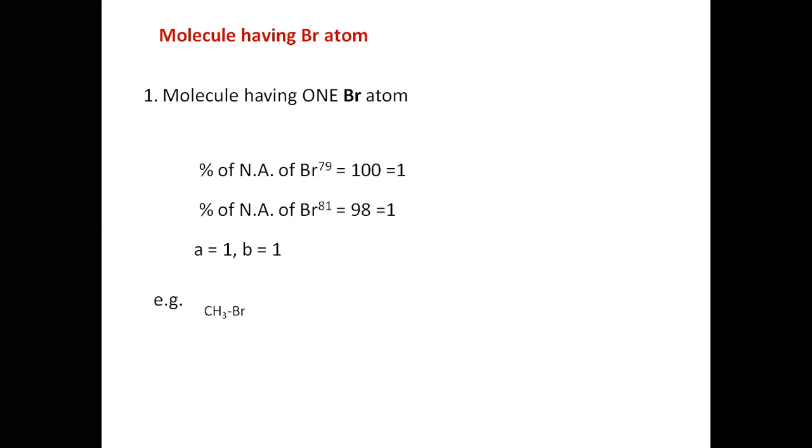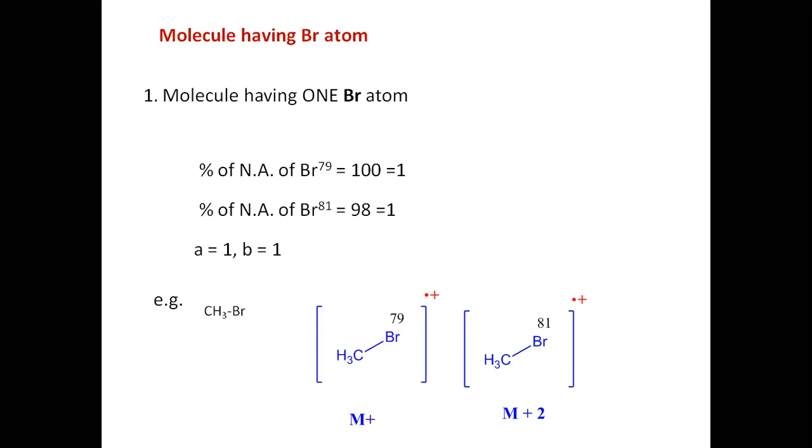See the example of CH3Br. Two possibilities are there, M plus and M plus 2. But how to calculate by using this equation? Very simple again. How can we find out? You put the values. We have the formula (a plus b) to the power n.